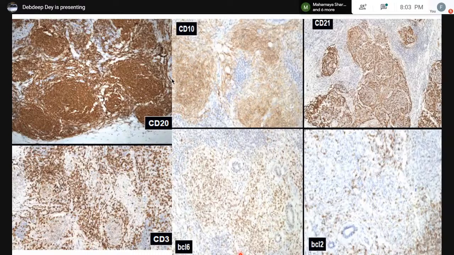The BCL6 is positive, but as you can look here, the BCL2 is negative. So you always compare your BCL2 with your CD3, because follicular T cells can also stain up with BCL2. So when you compare this picture of CD20 with the BCL2, you can see that there is much loss or almost negligible amount of CD20 expressing BCL2. And this is quite a common feature in cutaneous follicular lymphoma. This should not prevent you from making the diagnosis of a follicular lymphoma.